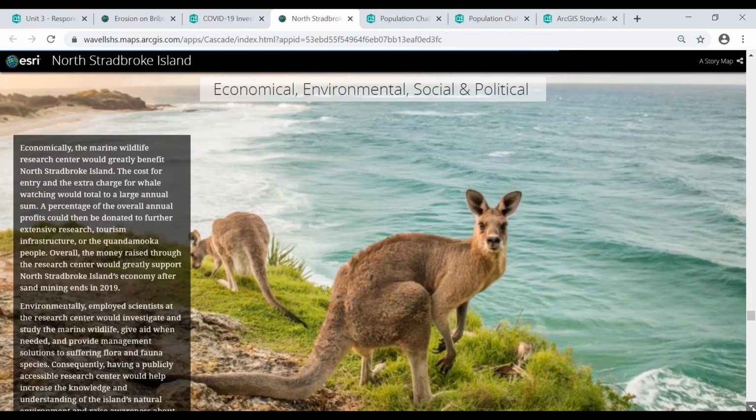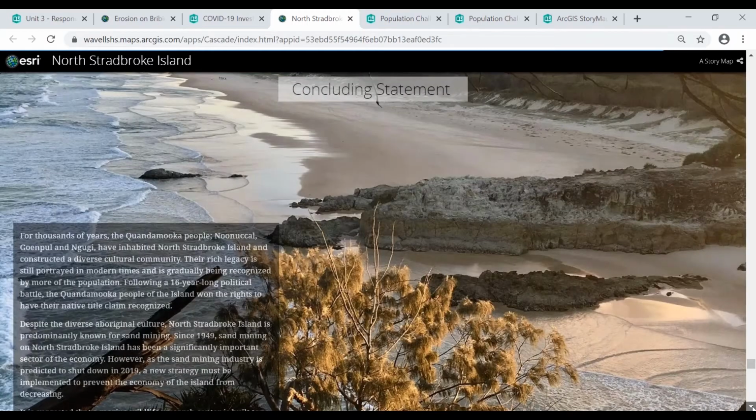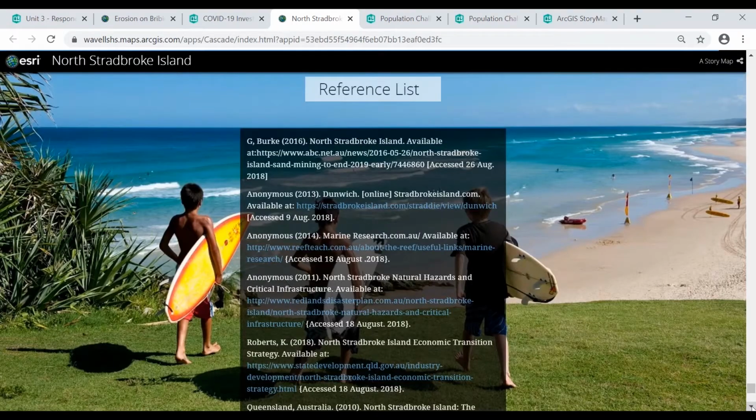Again, just so well designed and so well presented, and even the reference list is quite outstanding. I'm just going to go back to the PowerPoint.